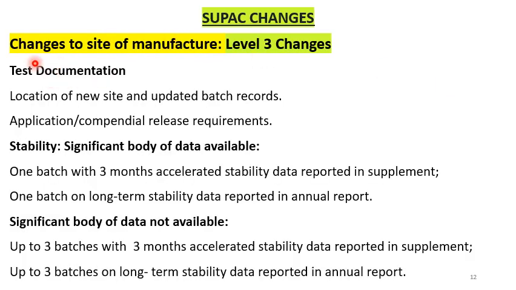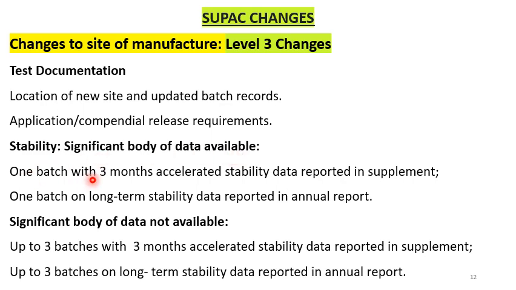So the SUPAC level 3 change means changing the manufacturing site, for example from USA to Canada or from India to USA, and the test documentation required will be there. Location of new site to be updated into the batch records. Application compendial release requirements. Then stability requirements will be based on the significant body of data, whether it is available or not available.